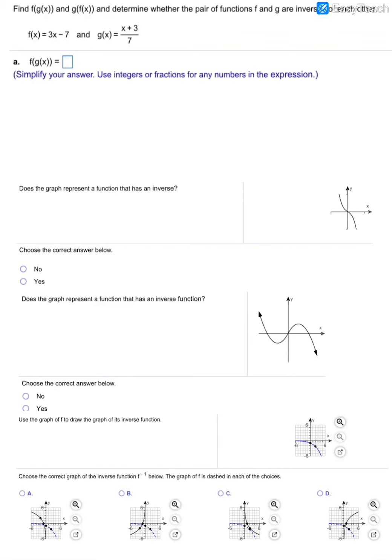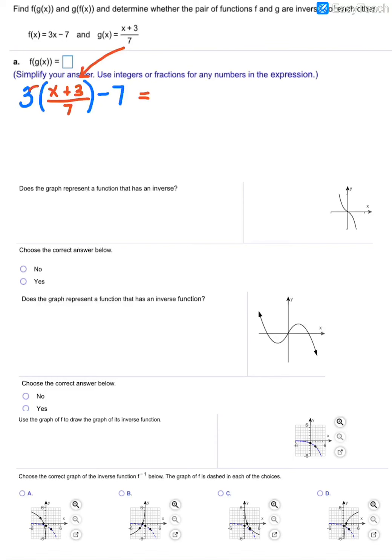So, in part A, we're going to take function f and compose it with g. I'm going to start with function f, writing it down with parentheses in place of the x, and then I'm going to go back and plug function g into the parentheses. So I get x plus 3 divided by 7. And then I will simplify.